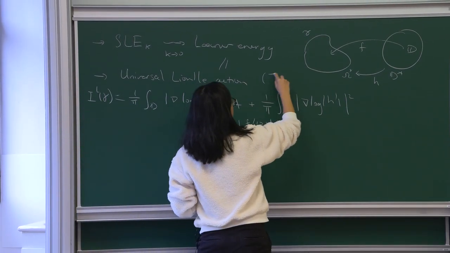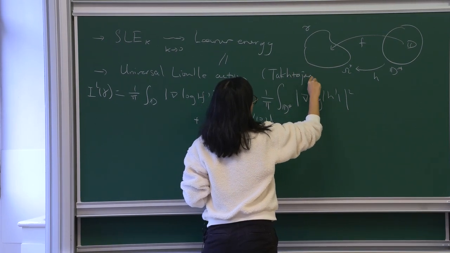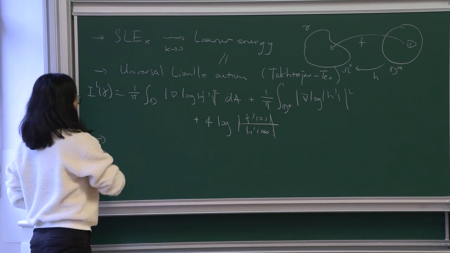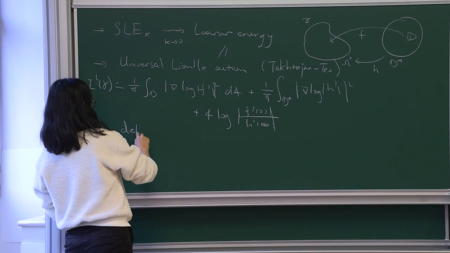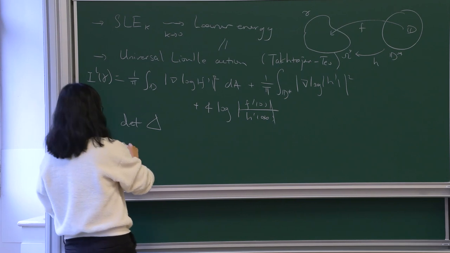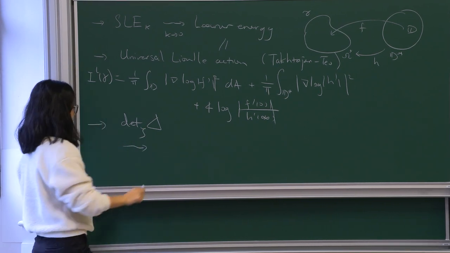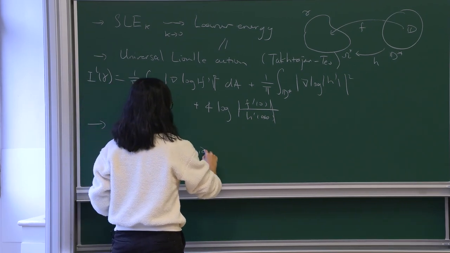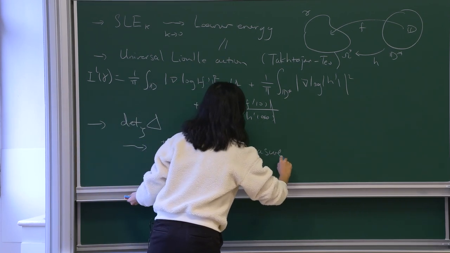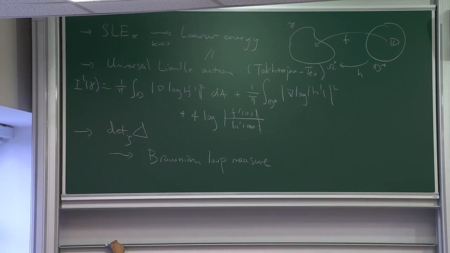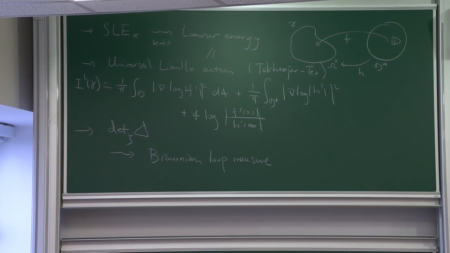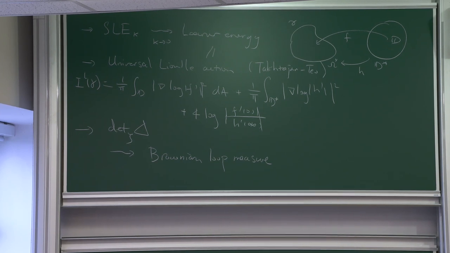And this Liouville action is defined first by Takhtajan. And yesterday we discussed how one can get the Loewner energy to this formula. The intermediate step is to relate to determinants of Laplacian. And because the determinants of Laplacian we are taking are the zeta-regularized determinants, this also relates to the Brownian loop measure. So this is the side of random conformal geometry. Today, I'm going to tell you how that happens to appear in Teichmueller theory. Only this formula, the universal Liouville action, will be relevant when we discuss this.